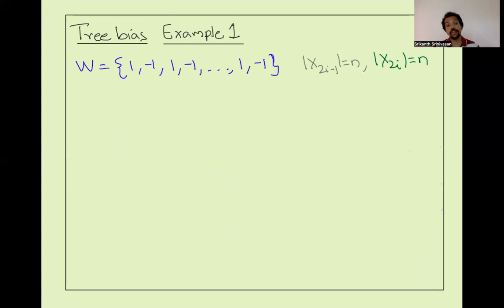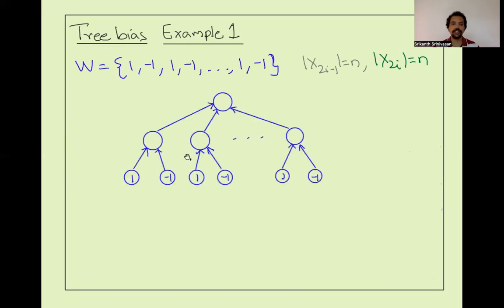And now the question is, what's the tree bias of this W? And I claim that the tree bias of this W is at most 2. So it's a very small number. It's independent of the size of the W, it's at most 2. So how do I prove this? Well, let's look at this very simple tree. It's just a depth 2 tree, and this is how I decompose the elements of the set W. So let's look at the bias of this tree.